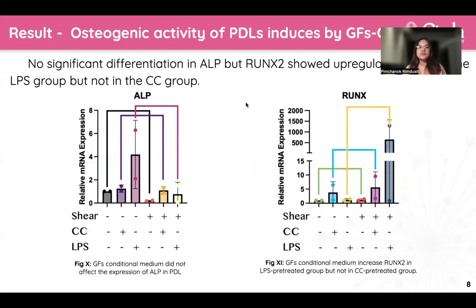After treatment in osteogenic condition for 14 days, there are no significant differences in ALP. But Runx2 shows an upregulation trend in the LPS pretreated group, but not in the CC pretreated group, which could confirm that mechanical shear force on gingival fibroblasts could increase PDL osteogenic activities in bacterial condition.